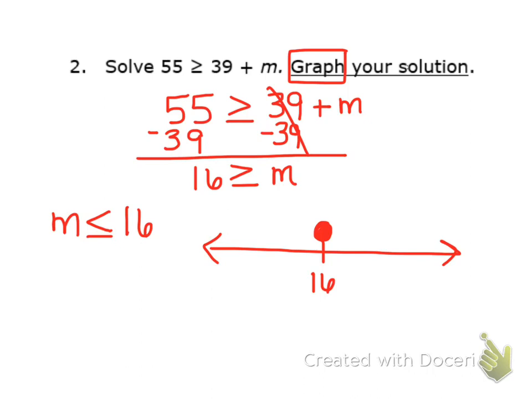Alright, now I need to figure out which way I'm going to point my arrow. If M has to be less than or equal to 16, I'm going to point my arrow to all the numbers that are less than 16 on my number line. If we wanted to check it, we could just pick a number on our line here. So if I picked 15, for instance, since 15 would be on our little line that we drew, is 15 less than or equal to 16? Yes, so that I know that I pointed my arrow in the correct direction.